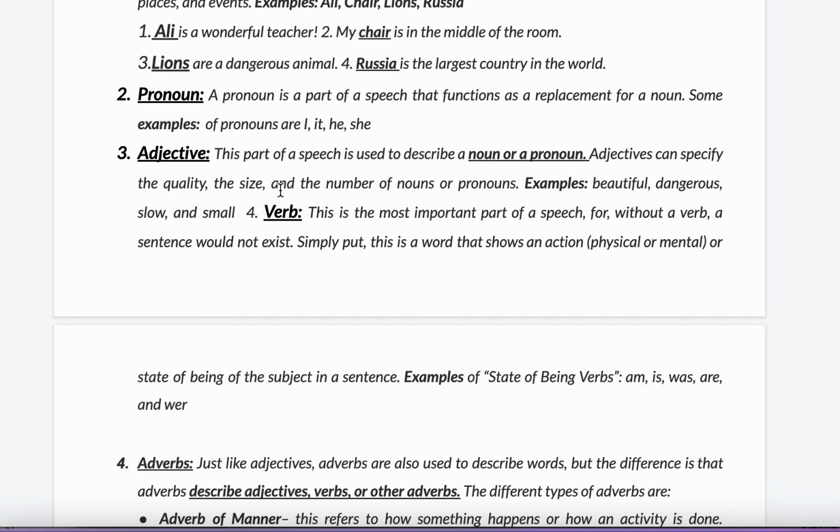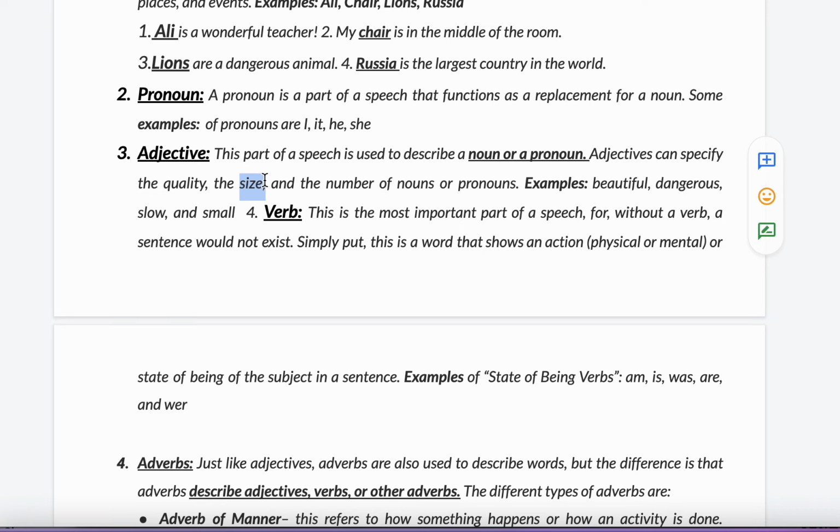Adjectives can specify the quality, the size, and the number of nouns. So let's say we say, Ali is a good student. So good is the adjective we use to describe quality. We can talk about the size, and size is also an adjective.